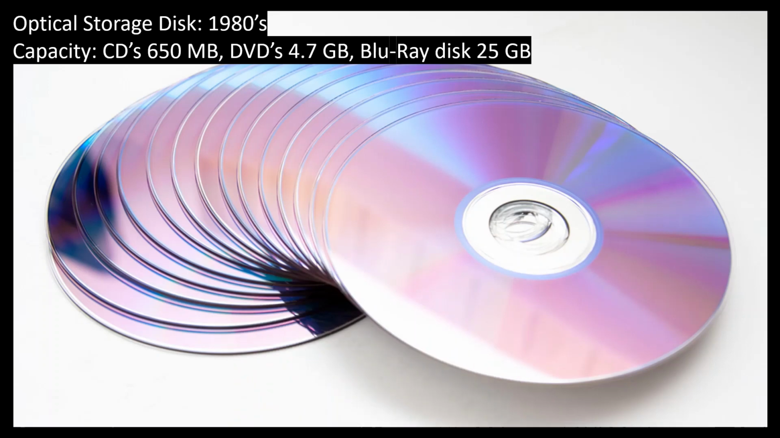In the 1980s, optical storage disks appeared and replaced magnetic disks. Data was stored in the optically readable medium using the light reflecting ability. These disks were written and read by laser beams. CDs have a storage of 650 MB, while DVDs have a storage of 4.7 GB.